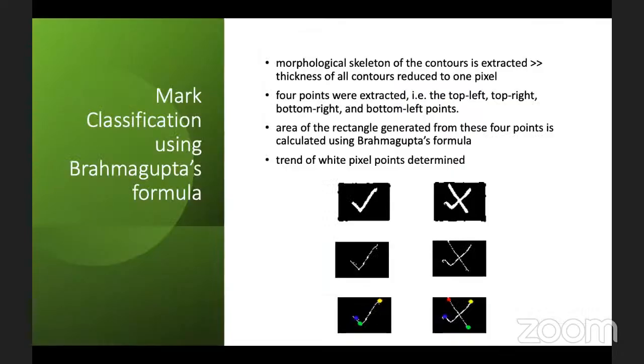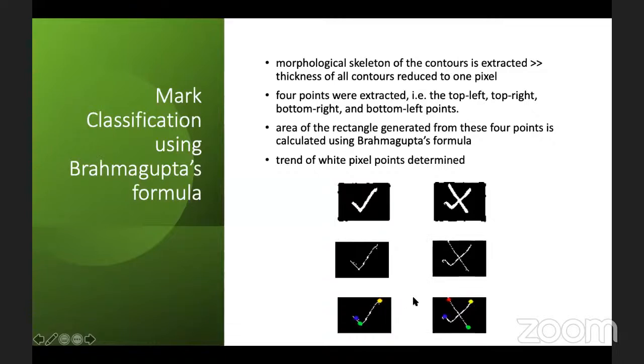Applying this formula, we had to reduce the number of pixels before we could apply it. We have to reduce the number of pixels for each of these check marks or cross marks so that it becomes just a single pixel, so the thickness would be reduced. Then the 4 points are extracted, and the area of the rectangle is generated using the formula that was presented earlier. Now, this is how it looks when processing.